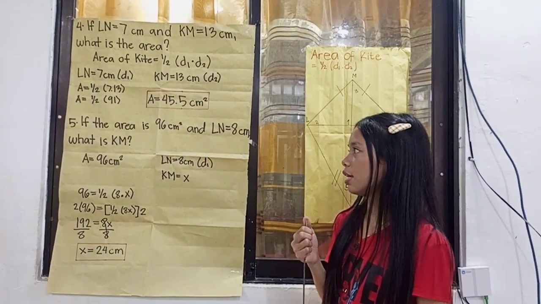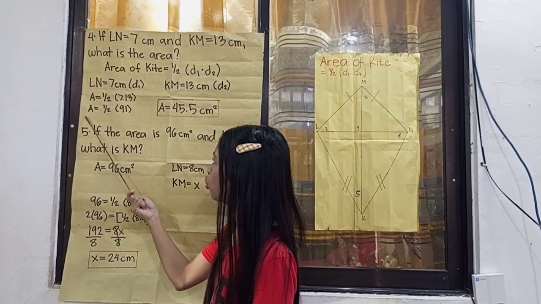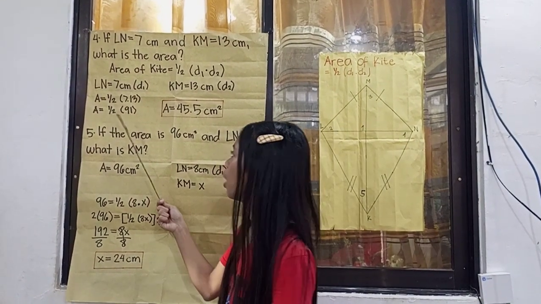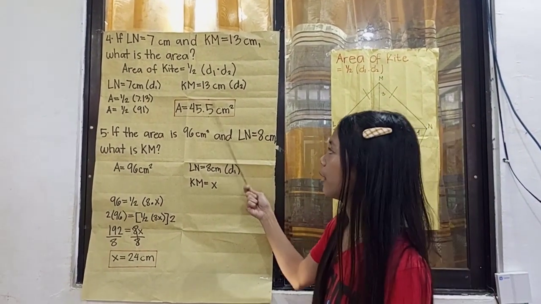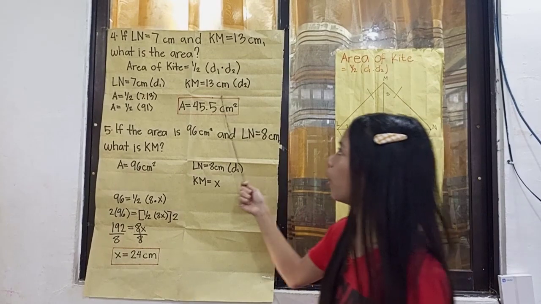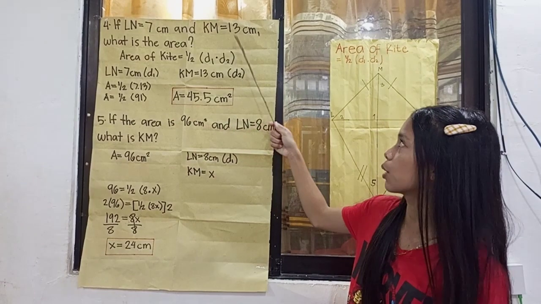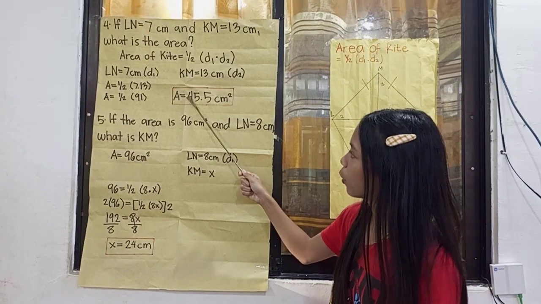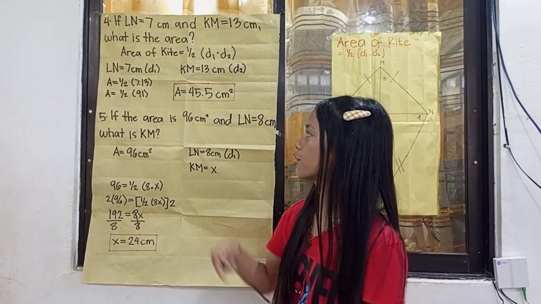Then, next is to get half of 91, since it is 1 half, to get the area. So, A is equal to 1 half of 91. 1 half of 91 is 45.5. A is equal to 45.5 centimeter. Now, we have the answer to number 4: if LN is equal to 7 centimeter, if KM is equal to 13 centimeter, what is the area? The area equals 45.5 centimeter squared.